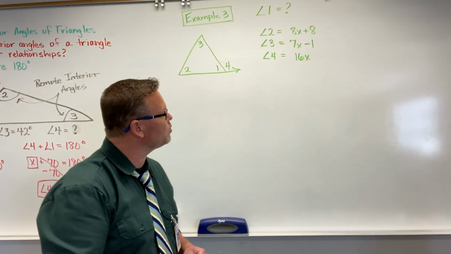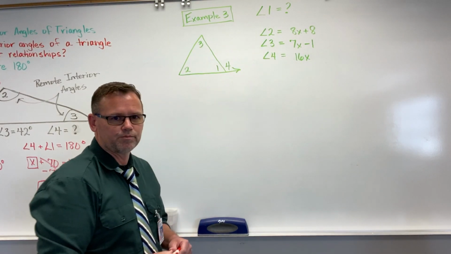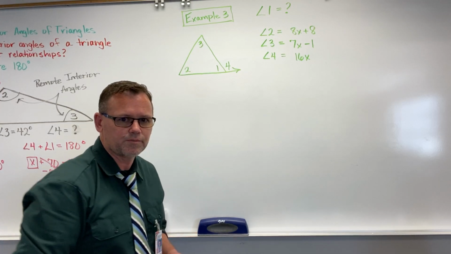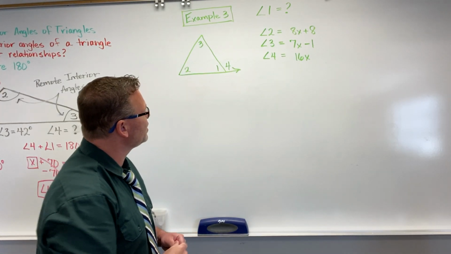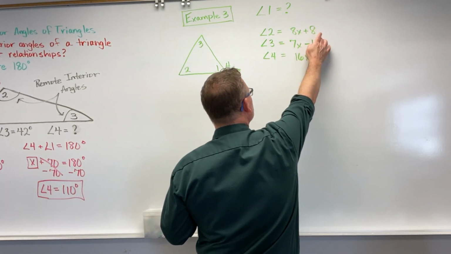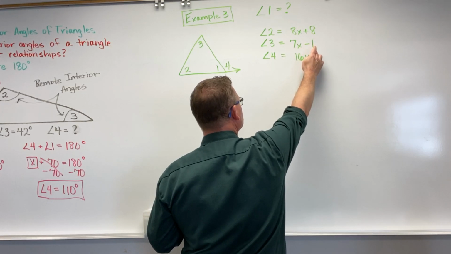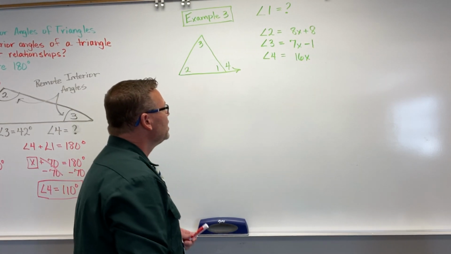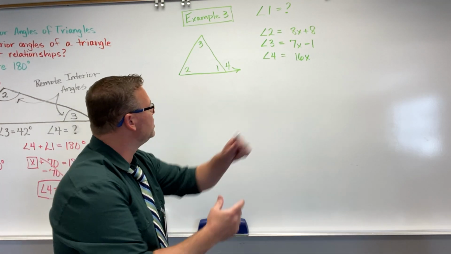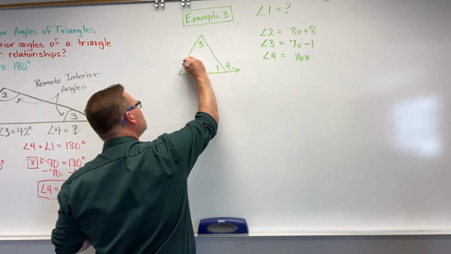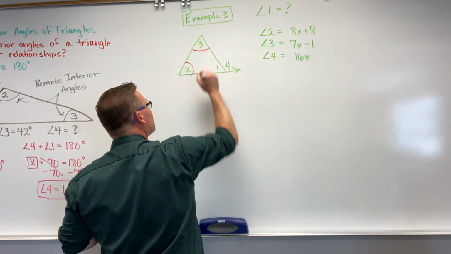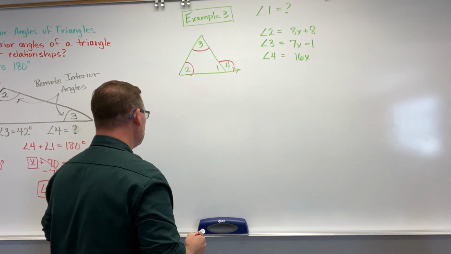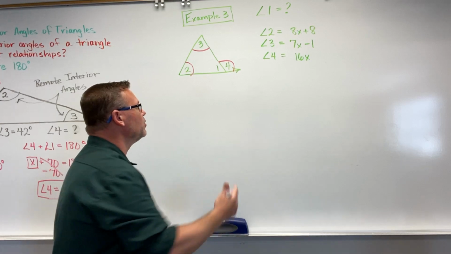Okay, so here's what we're looking at. This is example 3. They want us to find angle 1 right here, okay, guys? And we know that angle 2 is 8x plus 8, angle 3 is 7x minus 1, and then angle 4 is 16x. Now remember what I said. These are the remote interior angles, and they should equal angle 4. This is how we set up this problem.